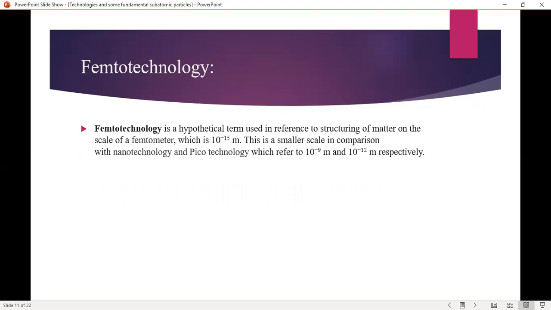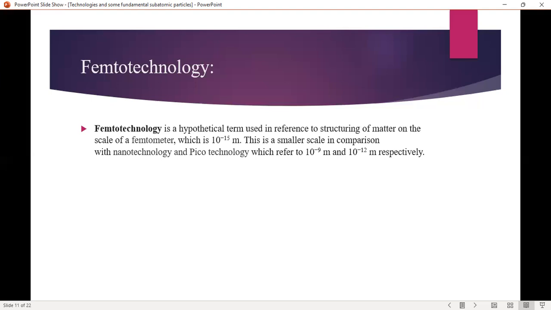Our next technology is femtotechnology. You can say picotechnology is the future of nanotechnology, and femtotechnology is the future of picotechnology. Picotechnology and femtotechnology have no practical application, but they are both conceptual.